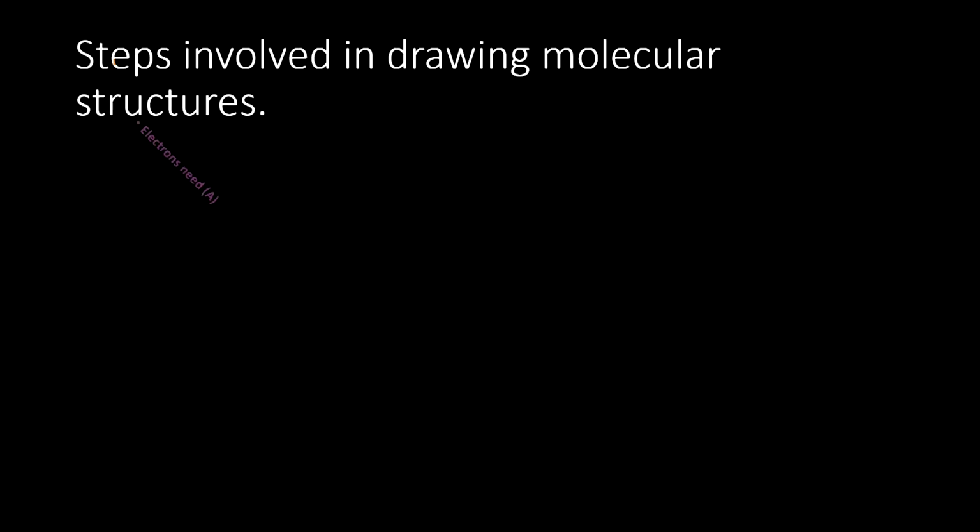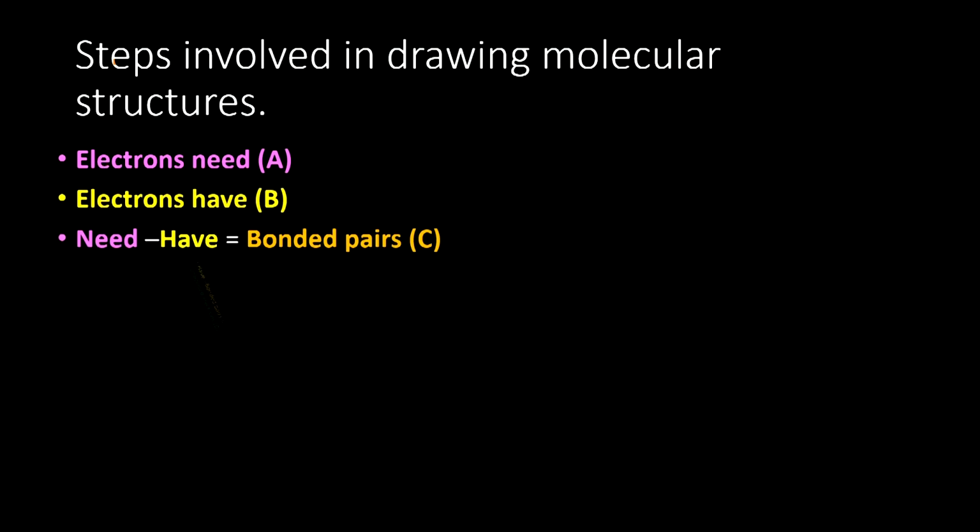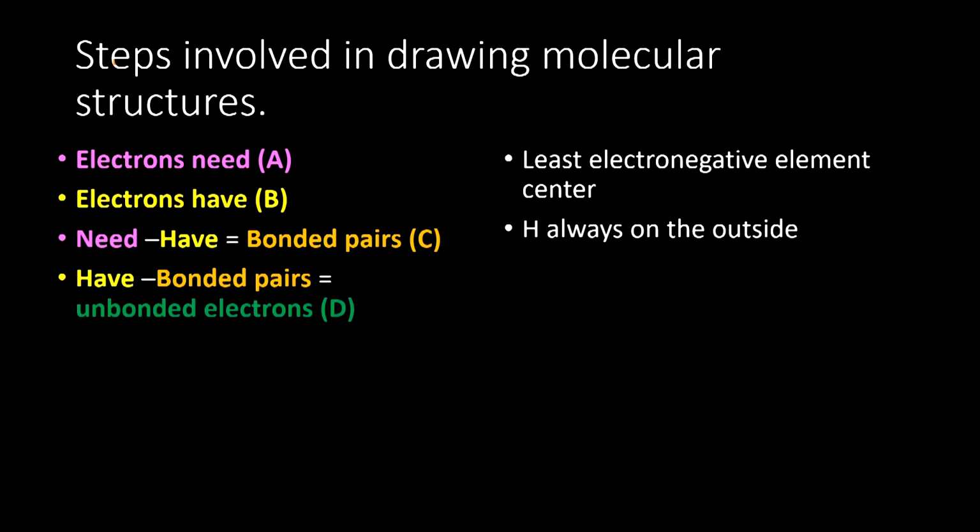So just to recap, our 4 steps, A, B, C, and D. The electrons that we need are A, so that's based on the octet rule. B are our valence electrons. So the difference between A minus B is going to give us our bonded pairs, and then B minus C is going to give us our unbonded electrons. Remember that the least electronegative element will always go in the center, and hydrogens are always on the outside. So ladies and gents, I hope that helped with helping you draw some basic molecular structures.